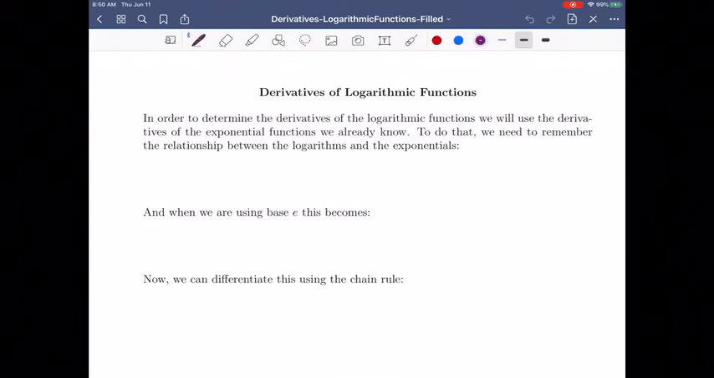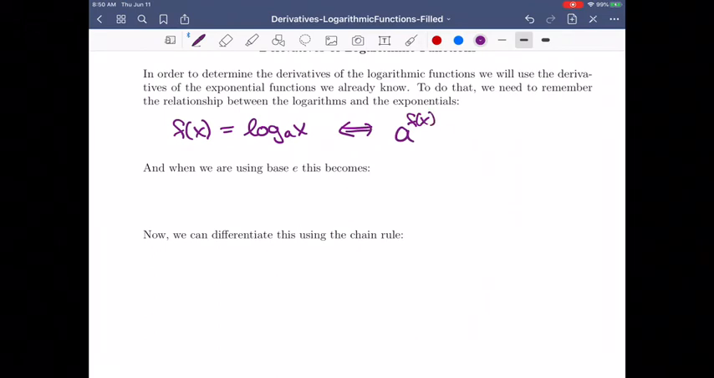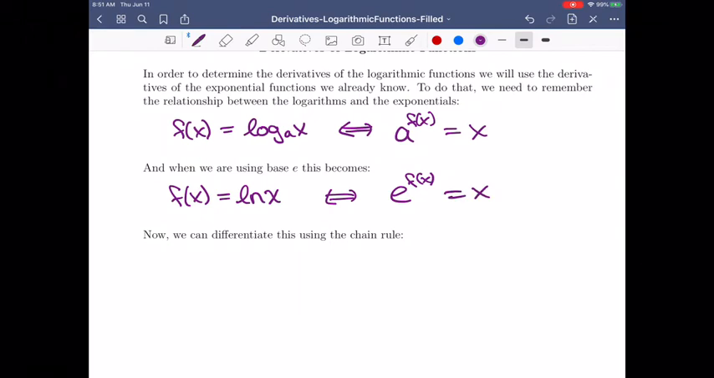So I just want to remind you, because we're going to be using it quite a lot today, that f of x is equal to log base a of x is the same thing or equivalent to a to the f of x is equal to x. Okay, and then when this is base e, a special case of this, so if f is ln x, that means that e to the f of x is equal to x.